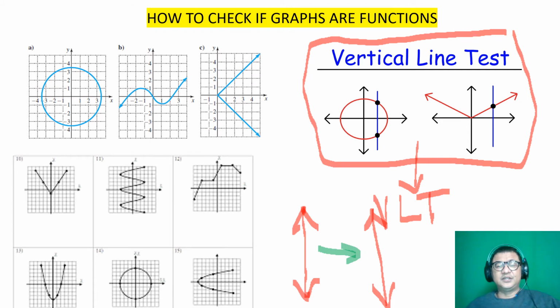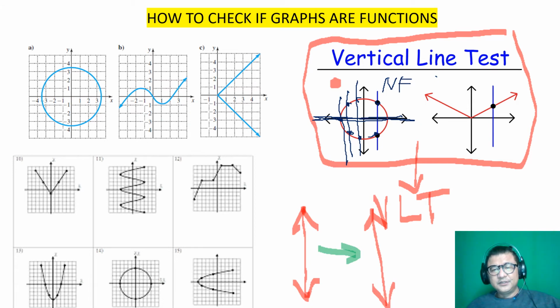Look at the circle here. We're looking at this. This vertical line started moving from the left side. Here we're okay, it touches once. But here it touches twice. If it touches twice, meaning there is one x but touching two times, that's not allowed, remember? So this is not a function.